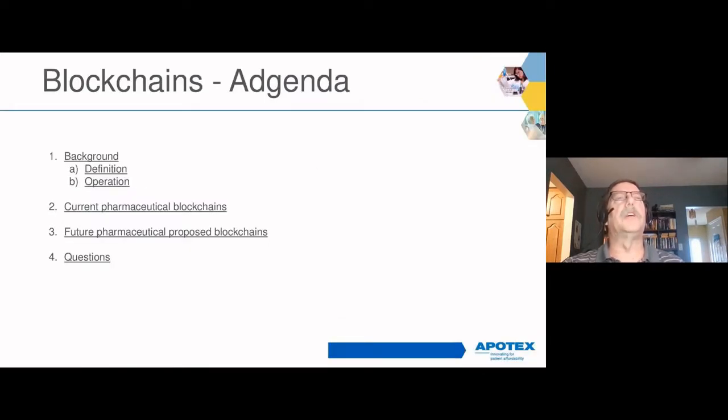Today we'll be talking a little bit about the background of a blockchain, giving a definition and the basic operation of it. We'll talk about a couple of current pharmaceutical blockchain systems, and we'll talk about some future proposed blockchains in the pharmaceutical industry, and then we'll have some time for questions at the end.